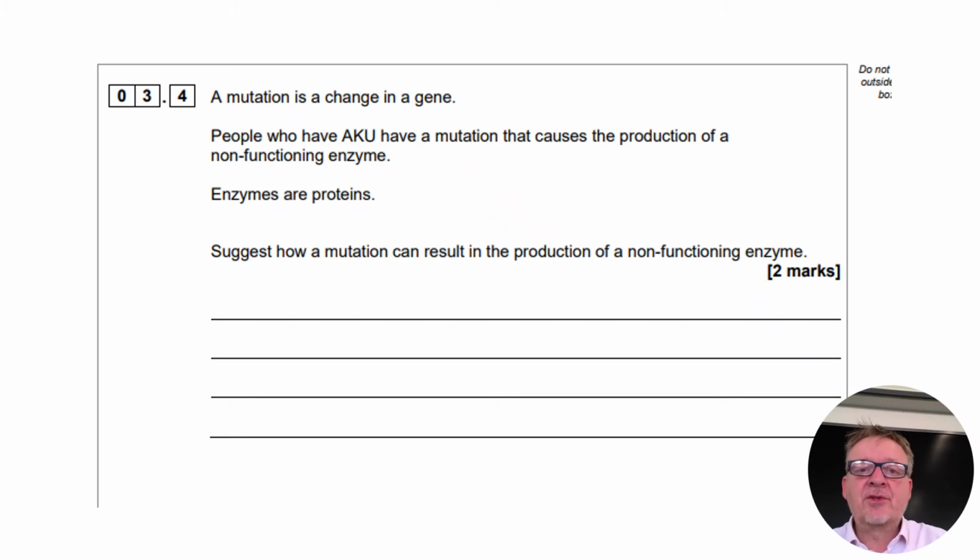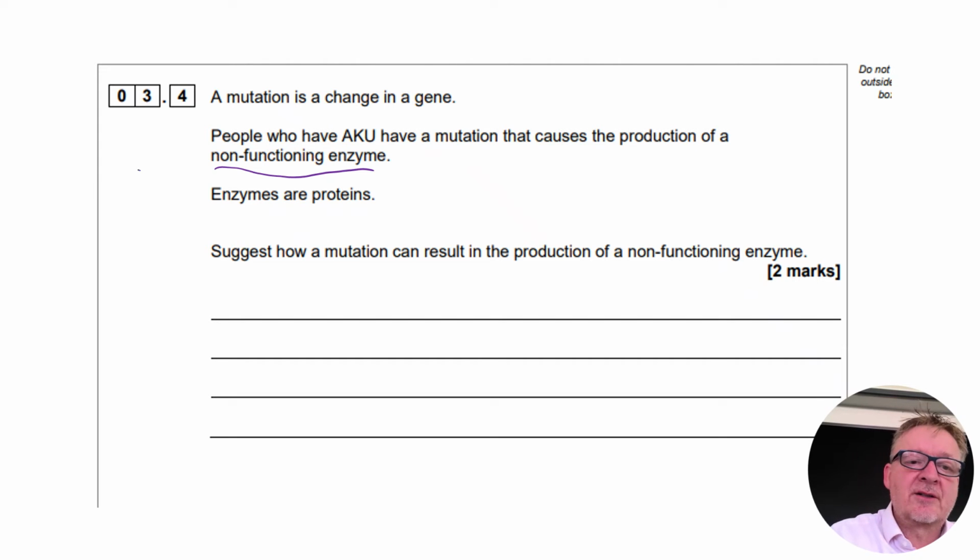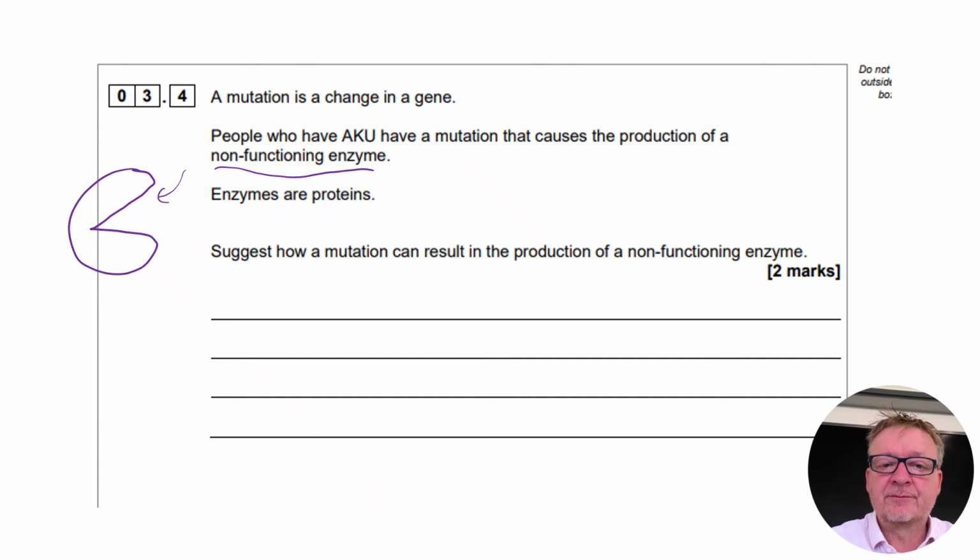3.4. A mutation is a change in a gene. People who have AKU have a mutation that causes the production of a non-functioning enzyme. So what you've got is an enzyme that doesn't do its job. This could be an enzyme, or draw it as Pac-Man. So that's an enzyme, and you've got this active site in the middle.